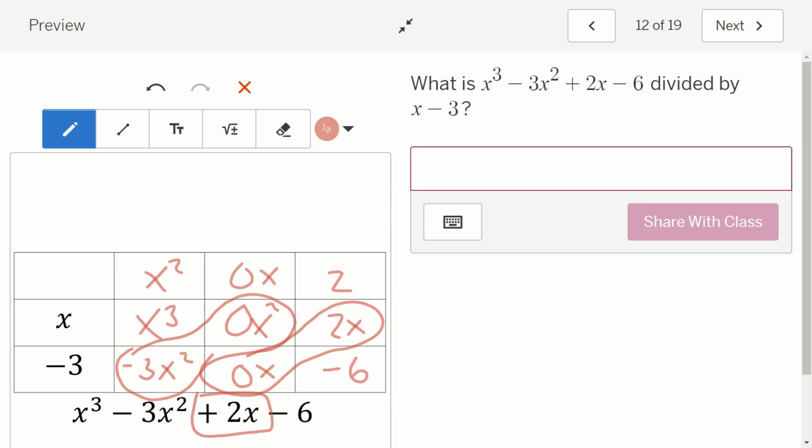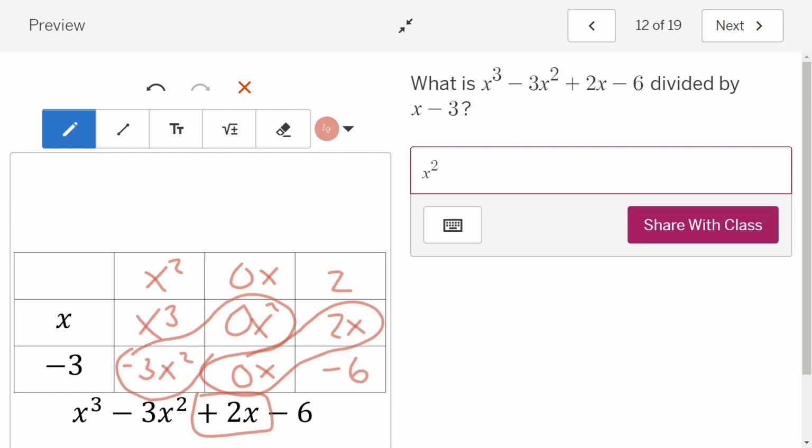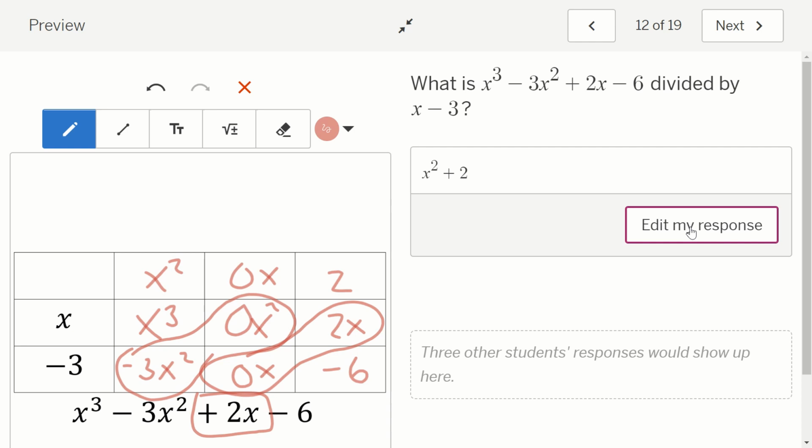When you go to type your answer for this, you can type x squared plus 0x plus 2, but you do not need to type the plus 0x. You could just write x squared plus 2, and that would be fine as well. Click to share with the class. As long as you're not one of the first 3, you should see some other students' answers pop up.